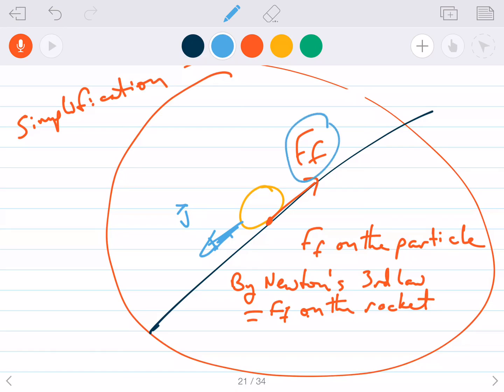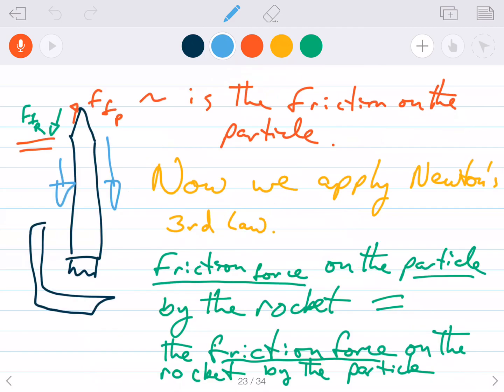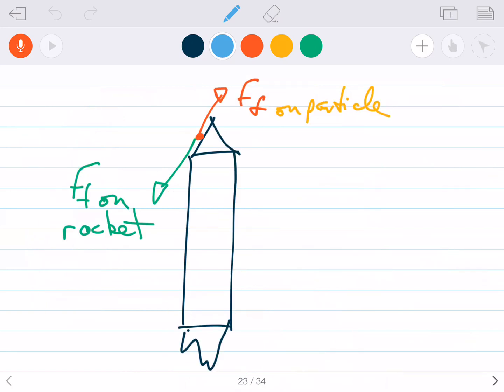Now this friction right here, as it's drawn, is the friction on the particle. But because of Newton's third law, it's going to be equal to the force of friction on the rocket. We have millions of particles, so we have millions of little frictions that, if we add them up, give a total force. The force of friction on the particle, which is equal to the force of friction on the rocket, is pushing down on the rocket. So in the end, the force of friction on the rocket is equal to the force of friction on the particle.